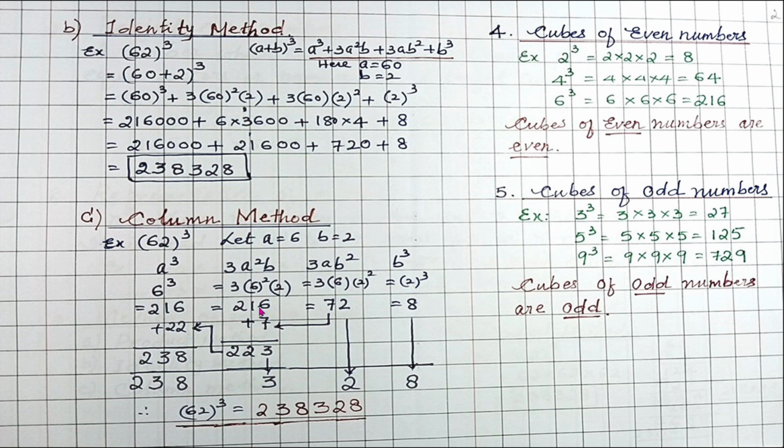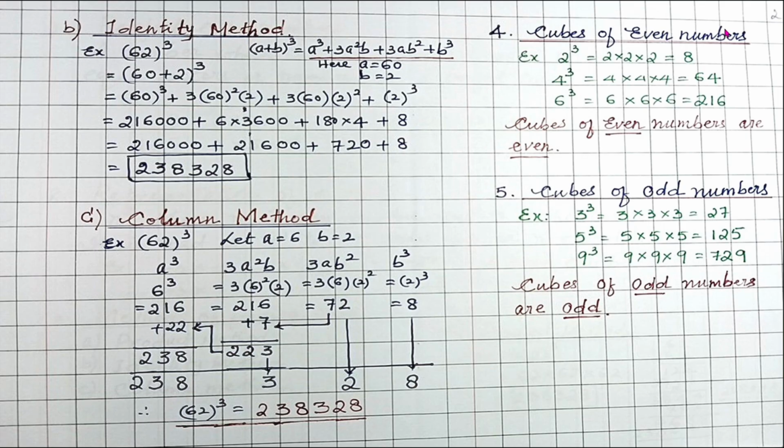Add 7 to 216, we get 223. Bring 3 down and write it below, and carry 22 to the next column. Add 22 to 216, that is 238, and there is no other column left. Therefore bring all the 3 digits, 238, down. So the cube of 62 is 238328, which is the same value with different methods.